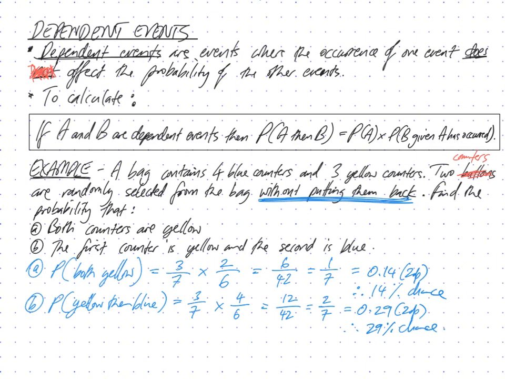Okay, so that's an example of compound events, independent events, and dependent events, and calculating them. Apologies for the mistakes at the end here. I do them live.